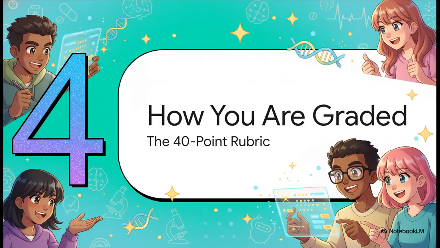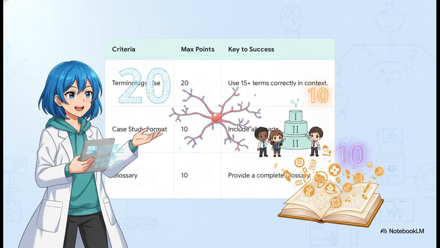All right, let's talk strategy. Knowing exactly how you're graded is basically like getting a cheat sheet for success. This whole assignment is worth 40 points, and I'm going to show you exactly how they break down. This table lays it all out, and just look at where the points are. Using your terminology correctly in the story, that's 20 points. 20. Then, getting the format right, the symptoms, history, and treatment, that's 10 points. And the glossary is the final 10.